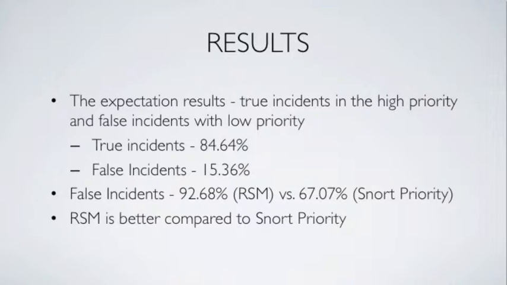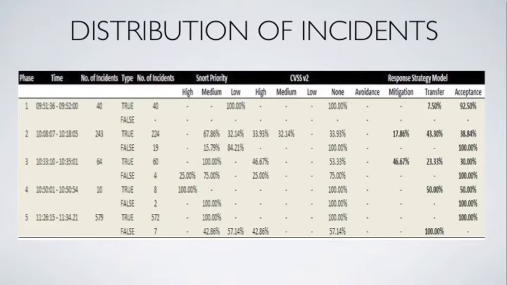Some preliminary results showed promising results. Definitely we can tell that the response model works better than Snort priority or CVSS. As I said, what we would expect is the true incidents to be in the higher top quadrants and the false incidents in the lower. The DARPA dataset itself has a quite abnormal distribution between true and false incidents, but that's what we have to go with: the true incidents are 84.64% and the false incidents 15.36%. But putting that aside, we found that the vast majority of the false incidents were in the lower quadrants, 92.68% in RSM, as opposed to 67.07% in Snort priority.